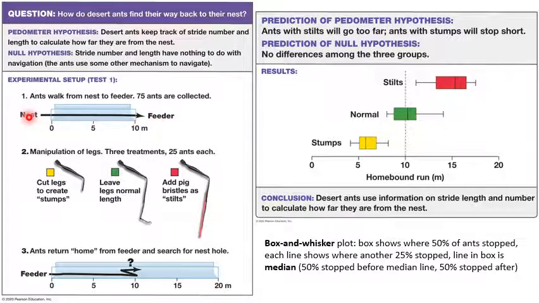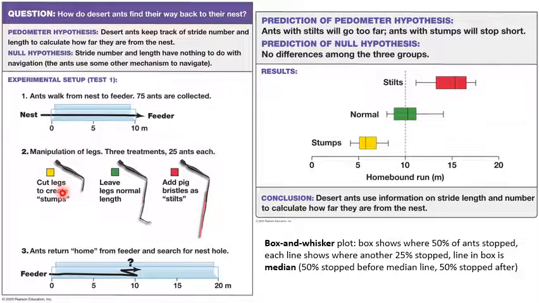And basically they trained them on this setup for a while, and then once they got used to it, they did the experiment. So they would let the ants move from the nest and walk to the feeder. Then once they got to the feeder, that's when they would grab the ants and do something to their legs, or else not do anything to their legs.